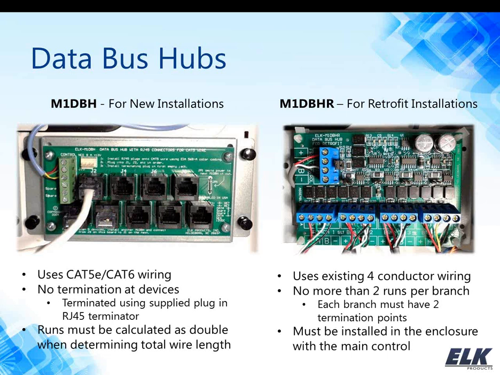The one on the right is the M1DBH-R. This is more of an example for retrofit hubs. You're going to use traditional 4-conductor wire, and you can have up to 2 home runs per branch on this hub. So you've got 4 branches, so you could literally have 8 different home runs connected to this device.